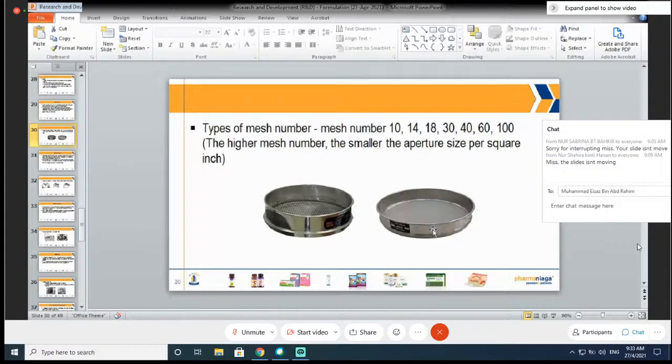There are various types of mesh number, starting from 10 up to 100 and 200. Basically, this is the mesh, and the mesh has a number. The higher the mesh number, the smaller the aperture size per square inch. This one is roughly mesh number 30, and this one is mesh number 60. Mesh number 30 has the bigger aperture size, but 60 has the smaller size. The use of the mesh number depends on the particle size distribution of the excipient or raw materials.